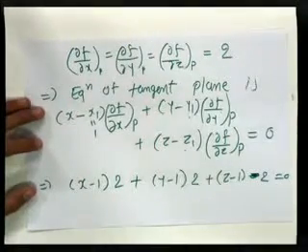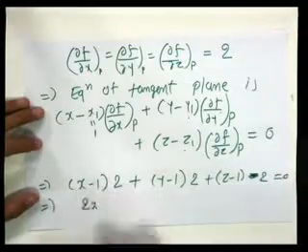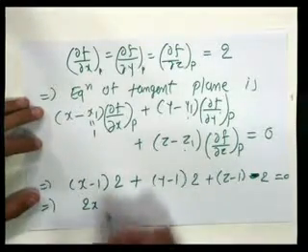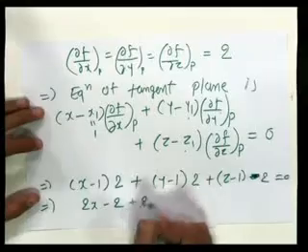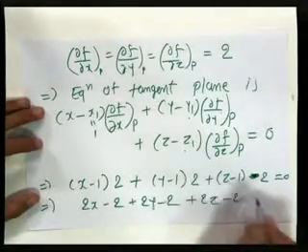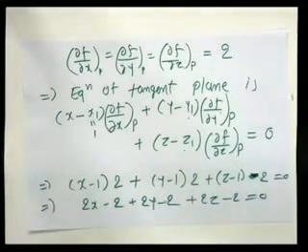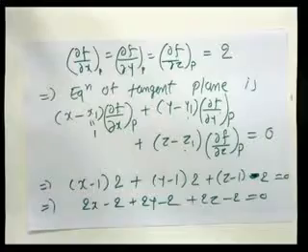So after simplifying this, we will get 2x minus 2 plus 2y minus 2 plus 2z minus 2 is equal to 0, and simplifying this equation, we will get the equation of the tangent plane. So using this method, we can find the tangent plane.